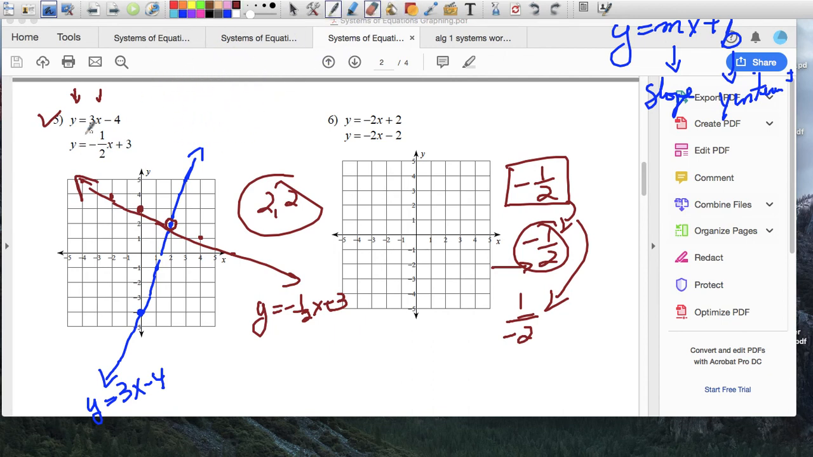So now the second equation. Instead of y, I'm going to put 2 equals negative 1/2 of 2 plus 3. Well, 1/2 of 2 is 1, but negative, so it's negative 1 plus 3, which is 2. So again, this point (2, 2) satisfies this equation and that equation.